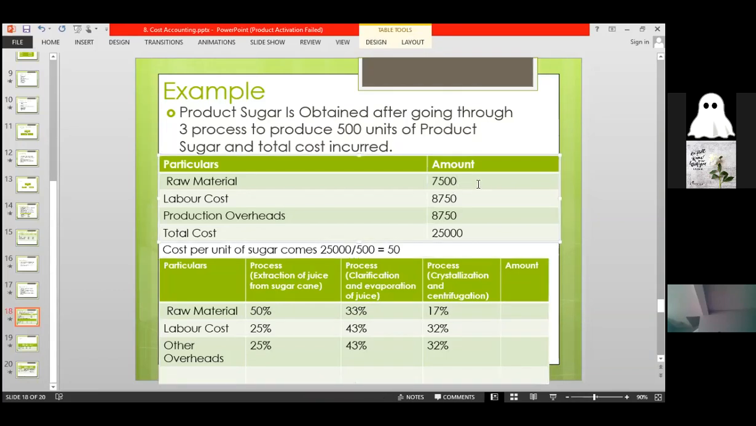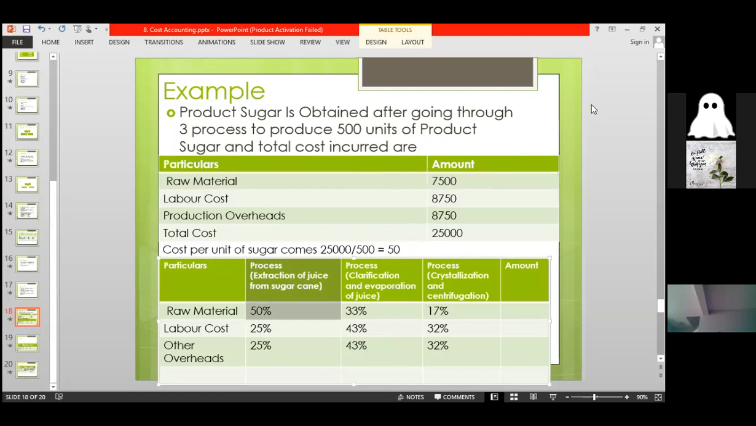For example, raw material. Raw material here says it's 7,500 total. Total costs are given in the above table. Raw material is 7,500 in total, and it says here for this process, raw material is 50%. So out of the 7,500, 50% raw material is used in your first process, that is extraction of juice from sugarcane.